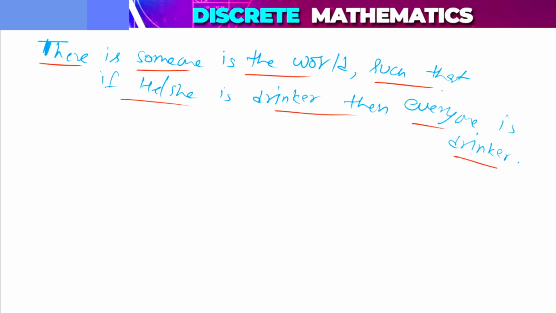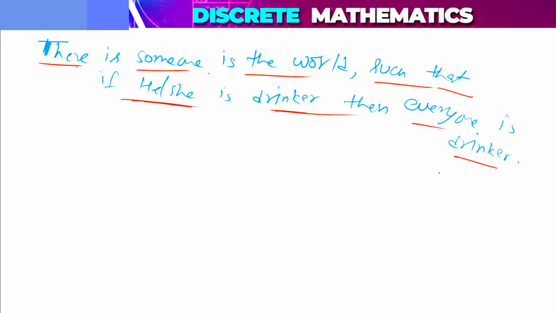You can try this statement. You go and tell anyone that there is someone in the world such that if he or she is a drinker, then everyone in the world is a drinker. You just tell this statement to anyone, they will think you are dumb, which you are not, but they will think you are dumb. Why will they think you are dumb?